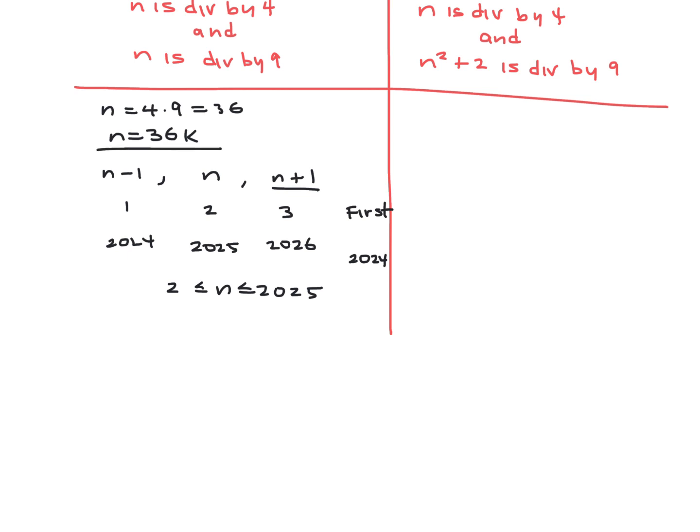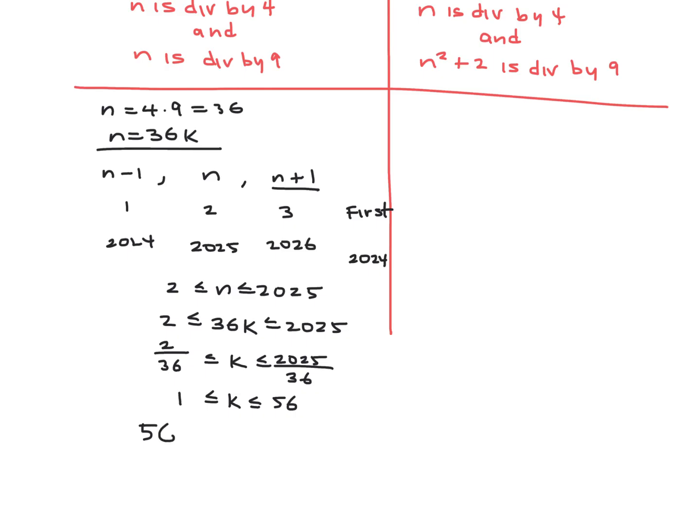And then we have put 36k. We had figured out that would be our value. So now we can just divide through. So 2 over 36 is less than or equal to k, which is less than or equal to 2025 over 36. So since k is an integer, it's going to be between 1 and 56. So for every value of k, you'd get one Hewitt number, and that's obviously 56 values. All right, so that's pretty good progress. And now we will tackle this guy here.